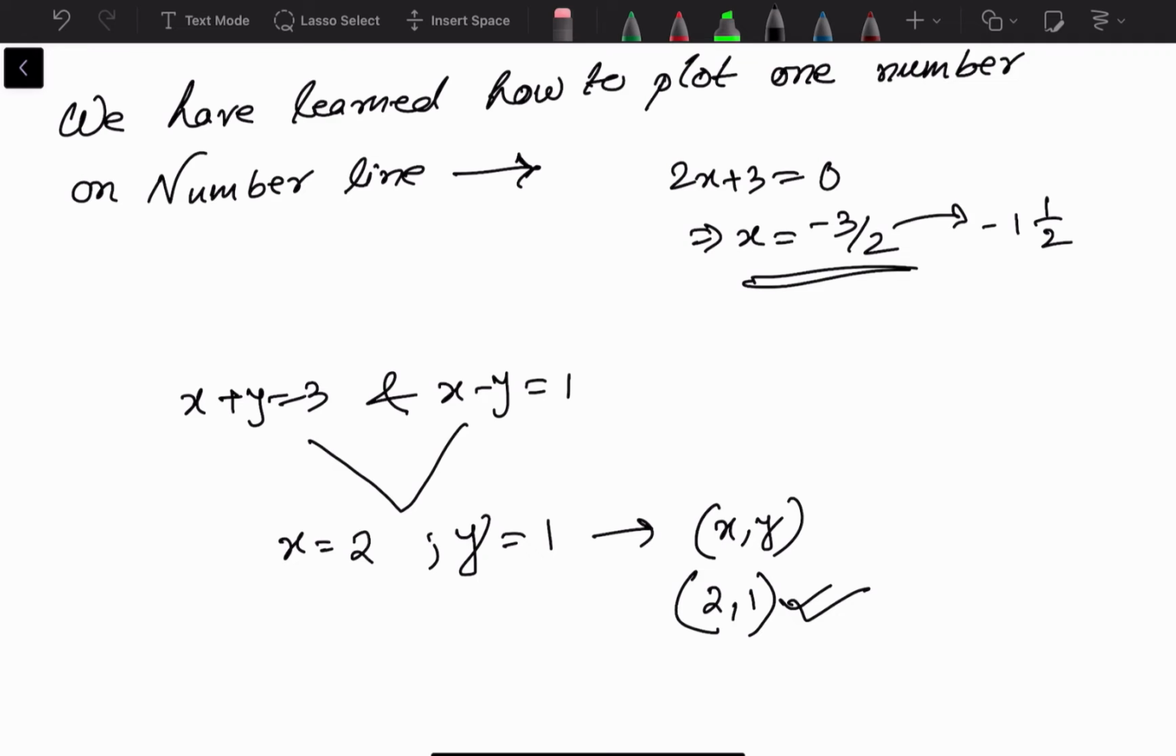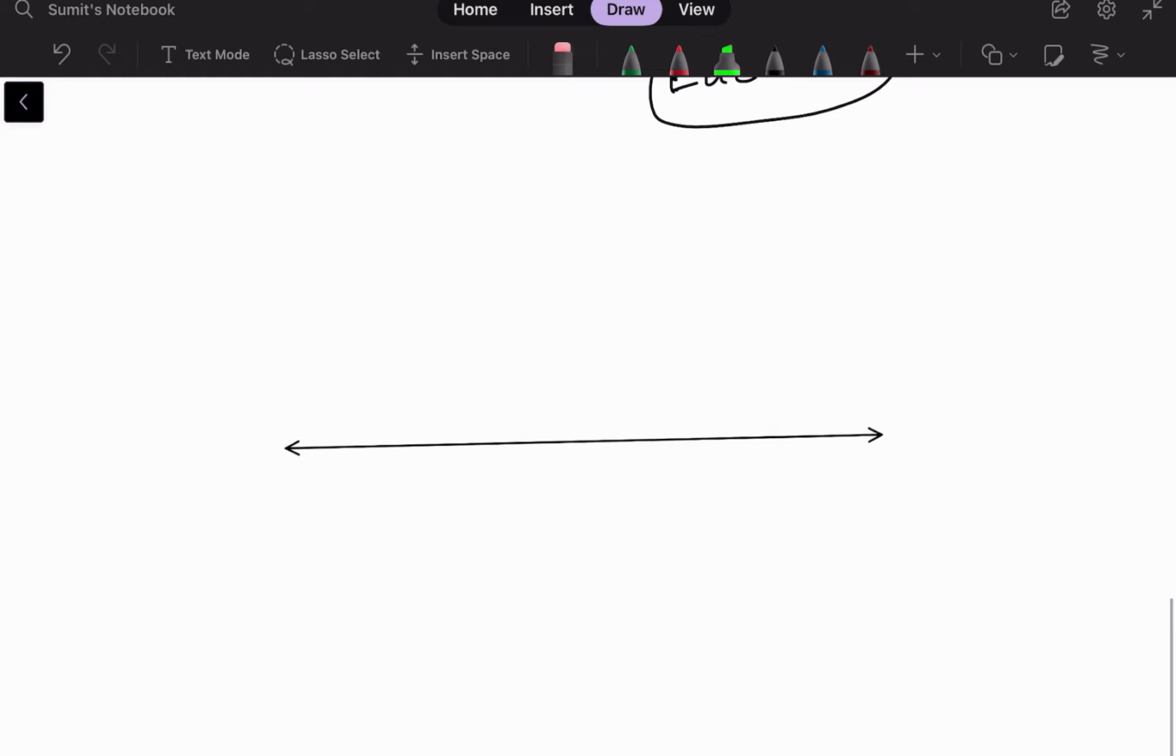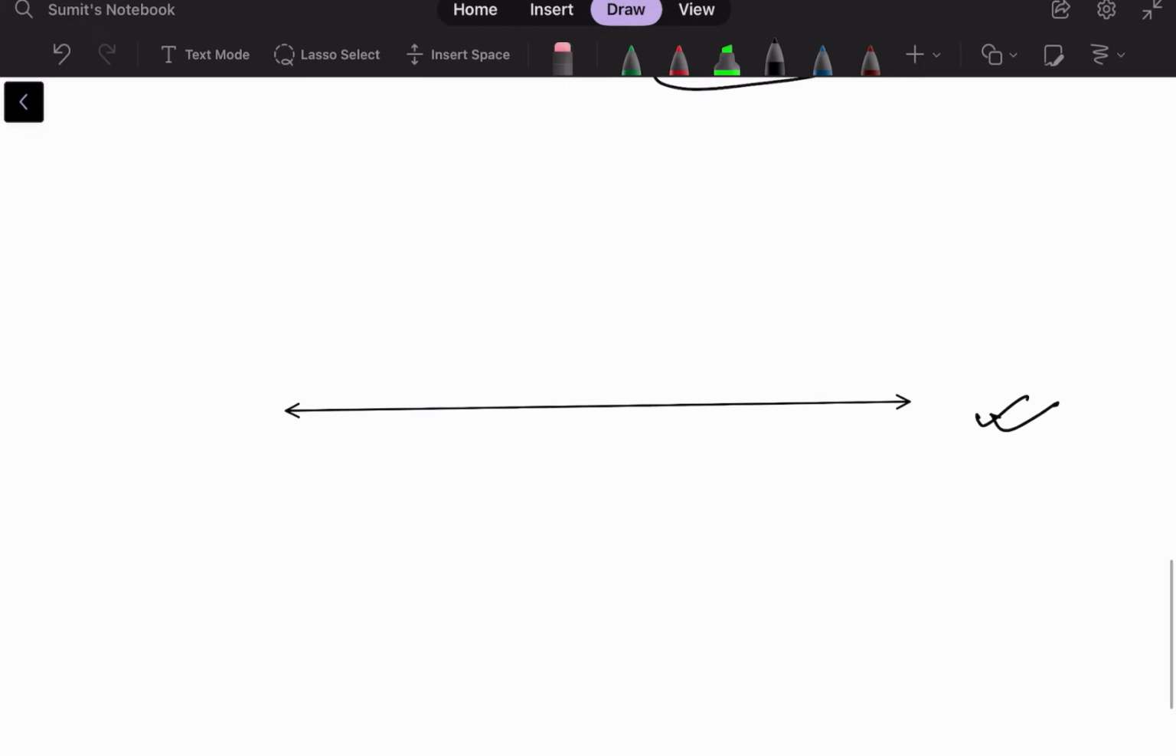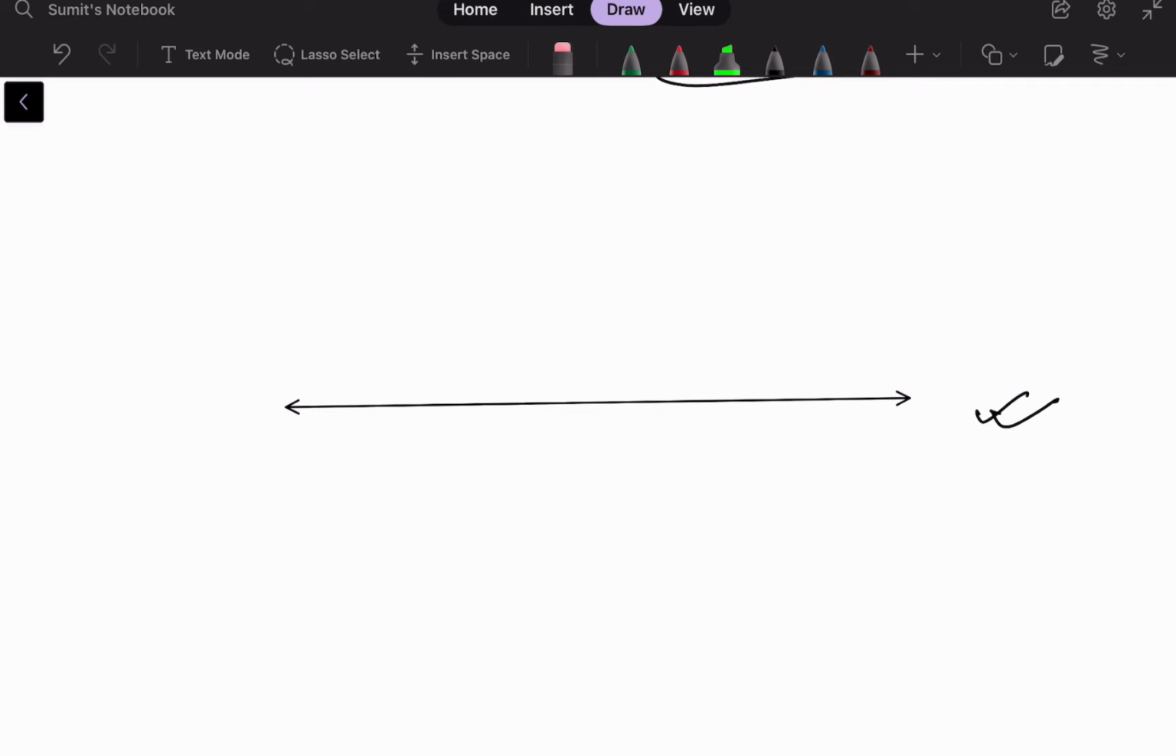So x equals minus 3 by 2 is a solution we can put on the number line. But how to put these two solutions, this pair, on a number line? We have one number line, and on one number line we can put one number. To put two simultaneous numbers, we need two axes, two real lines. One real line is there. Another real line we have to take.